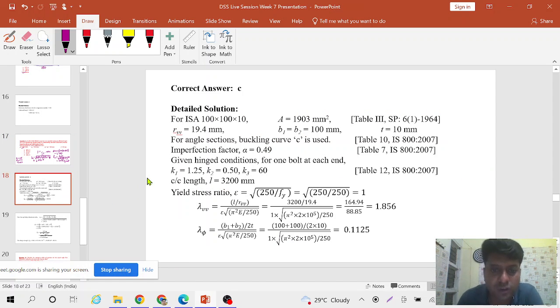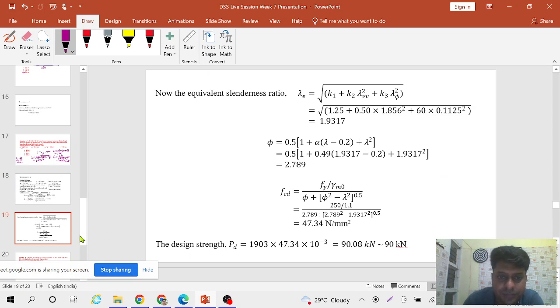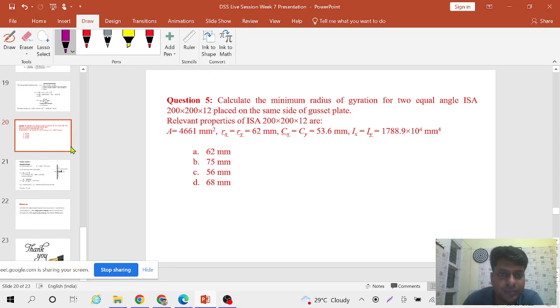So for the students who have not solved this question, you can go through this slide later on, although each and everything has been solved here. So this is the entire solution. Now coming to question number 5: calculate the minimum radius of gyration for two equal angles ISA 200 cross 200 cross 12 placed on the same side of the gusset plate, and the relevant properties of the section are given here. You can note down and report the answer.